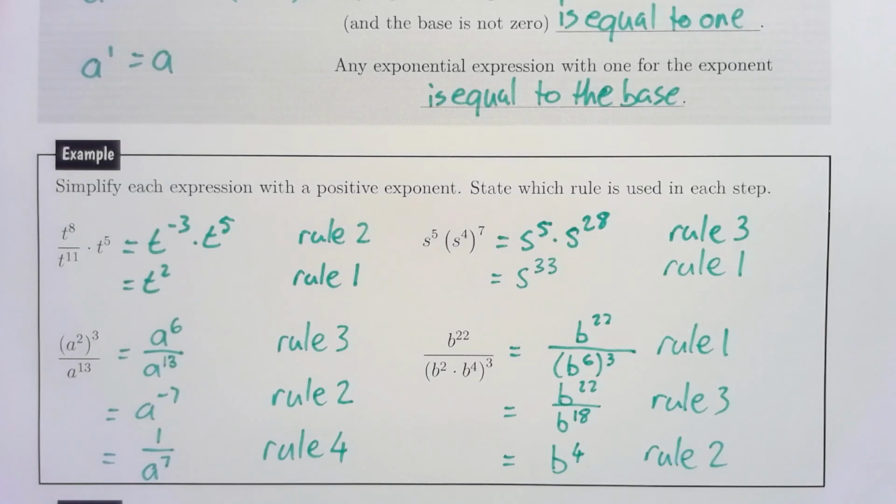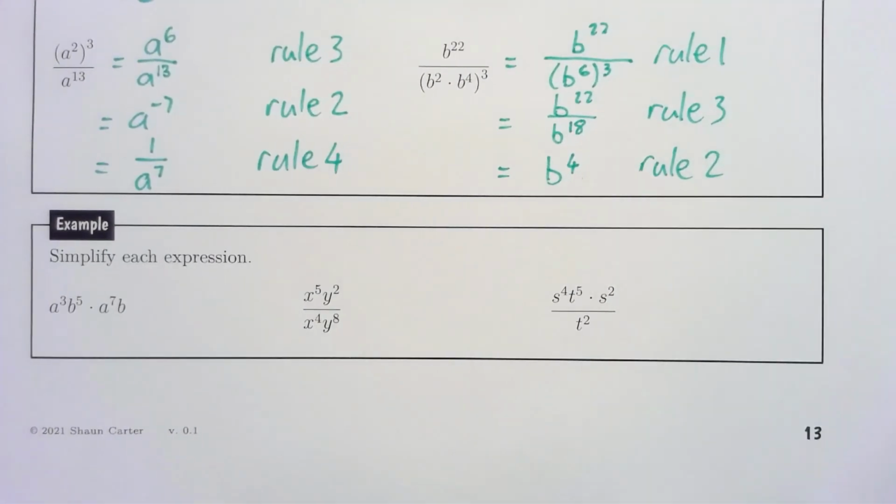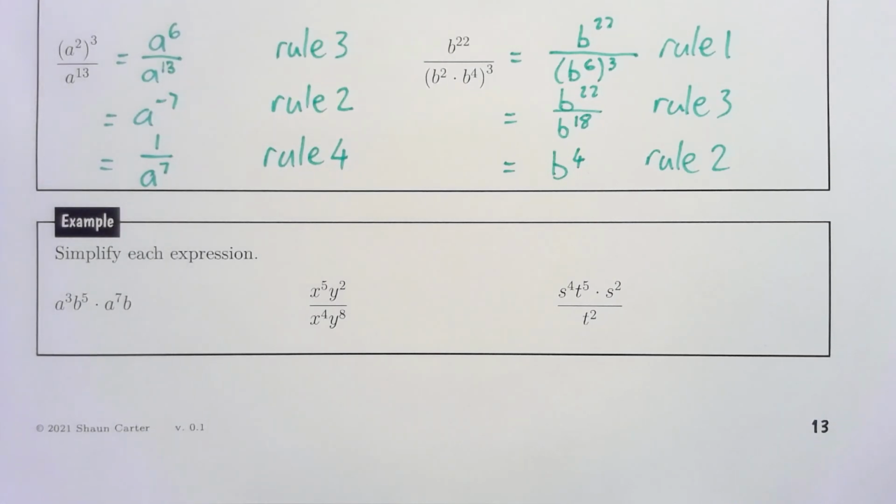Now all of the rules we've worked with so far assume we only have the one base. That's not always the case though. But as long as we have expressions that are being multiplied or divided, we can work with expressions with different bases as long as we keep those different bases separate.